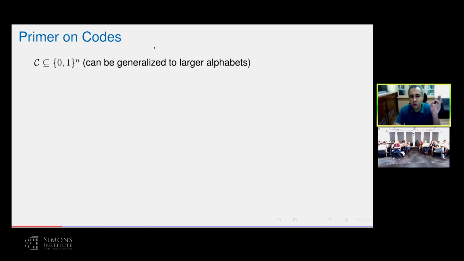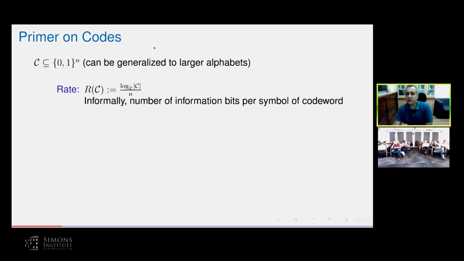We are interested in two important parameters of the code: the rate and the distance of the code. So what's the rate? Rate is quantitatively defined as this quantity. And informally, it is exactly the number of information bits per symbol of the code word. That's what the rate of a code conveys.